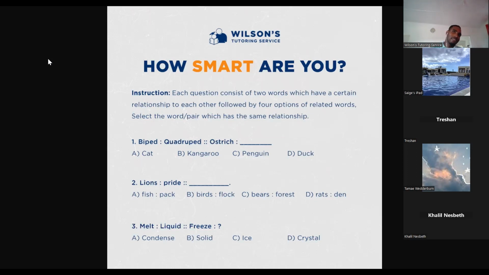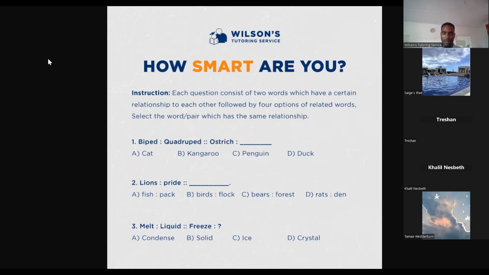It says lions, pride. What's the relationship between lions and pride? Pride is the name of a group of lions. Thank you very much. So which of the options would best fit the relationship that's between lions and pride? B. Yes. All right, fine. So it has melt, liquid, freeze. That's solid.